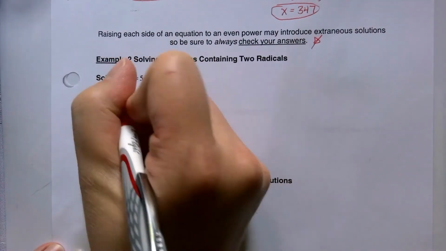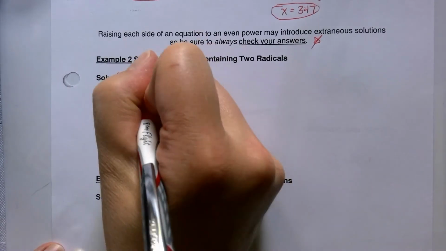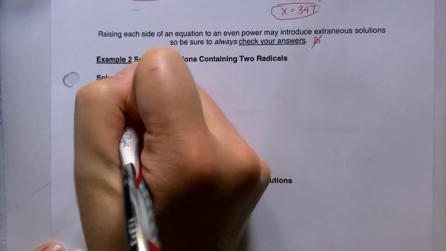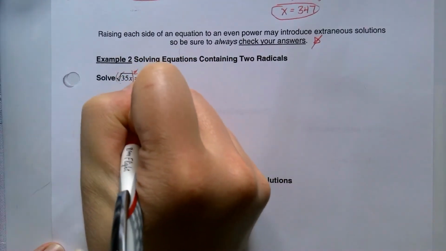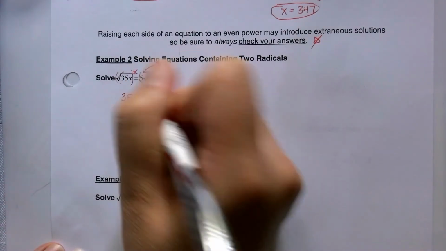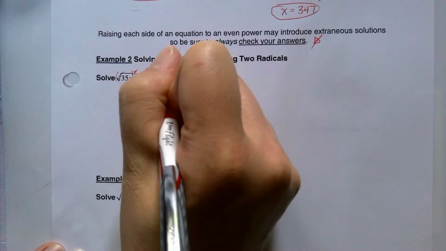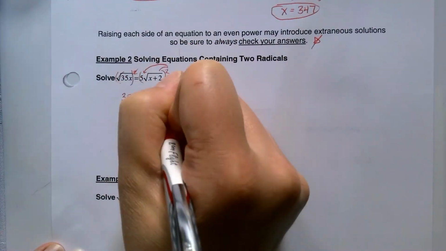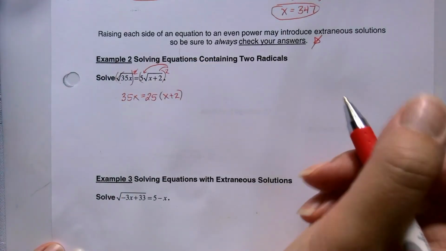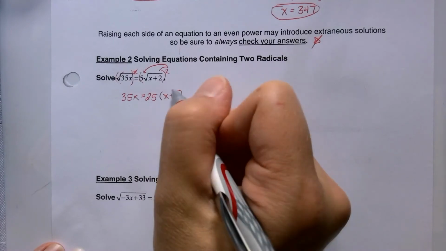So how do I get rid of the root? I square it. And when I go to square this, I have to square the whole side. And that's one of the mistakes people make. So this is easy. I just get 35x. And I don't think this is bad either, but I have to square the 5. And that's what people forget. That's going to give me a 25. And then the square and square root cancel. And I'm left with x plus 2. And that's another issue. A lot of people would write 25x plus 2, and they would never put the parentheses here.